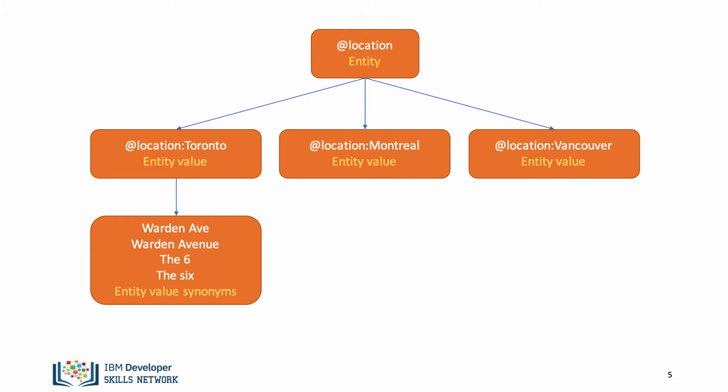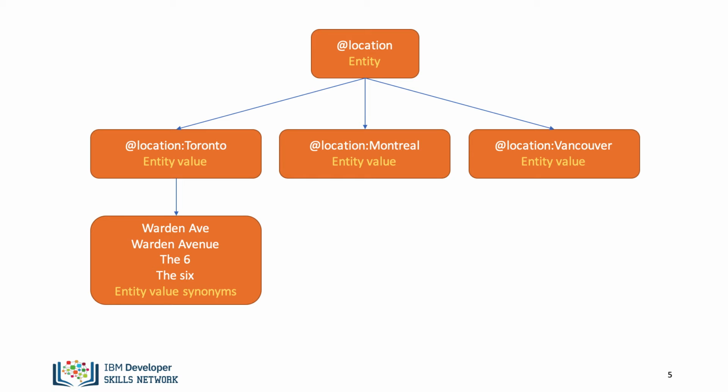So what we could do is create a location entity. Notice how we use an @ symbol rather than a pound symbol for entities. We can then define multiple values for our entity, such as Toronto, Montreal, Vancouver, etc. One value for each store location that we have.